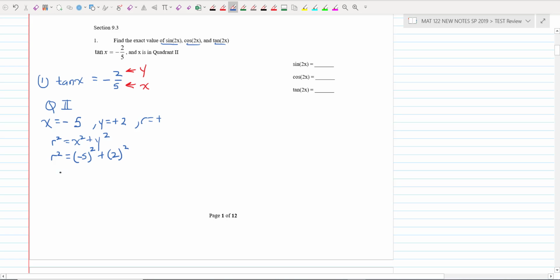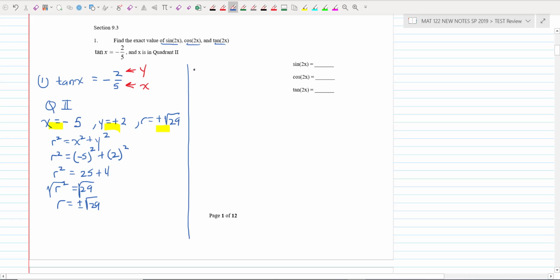Okay, so we're going to do that. We have r squared, that looks like 25 plus 4. So r squared is equal to 29. And then I can square root both sides. So I end up with r is plus or minus square root of 29. However, r is positive, so we end up getting that. So that's the key to the problem, is figuring out these three things. You got to know x, y, and r. And once you do, you can use the identities to figure out the rest of this.